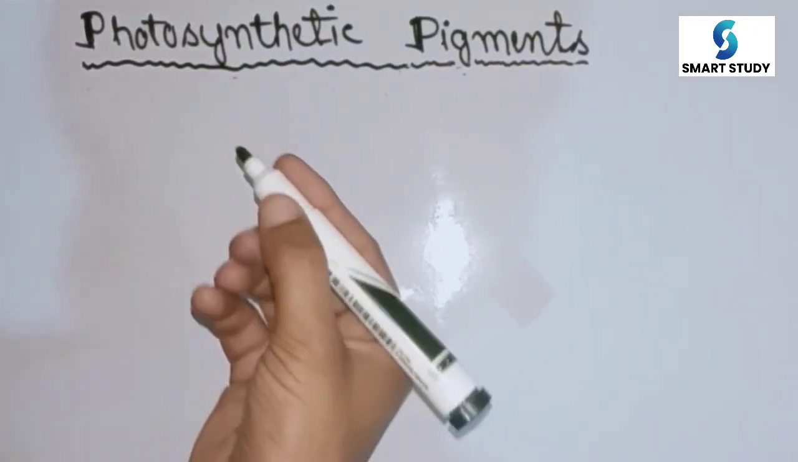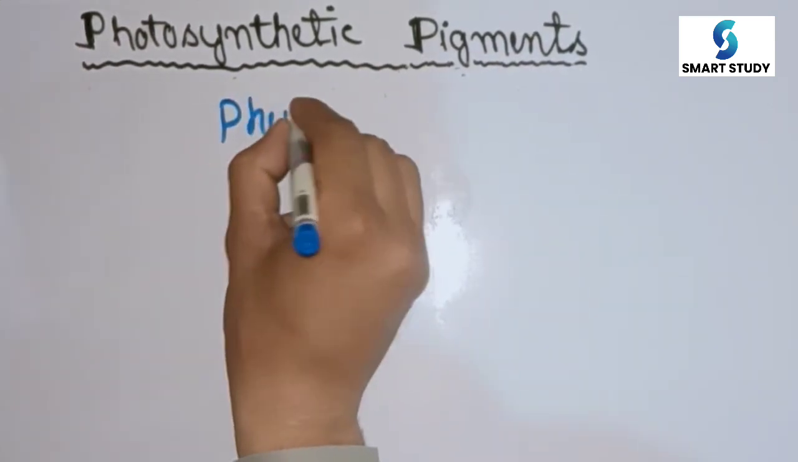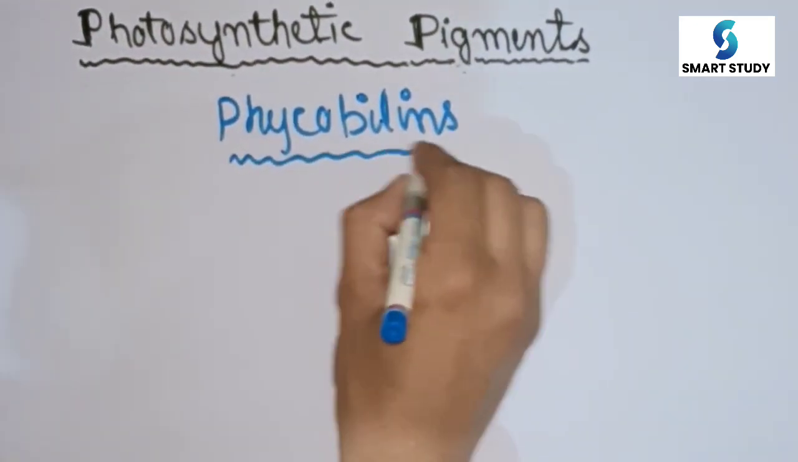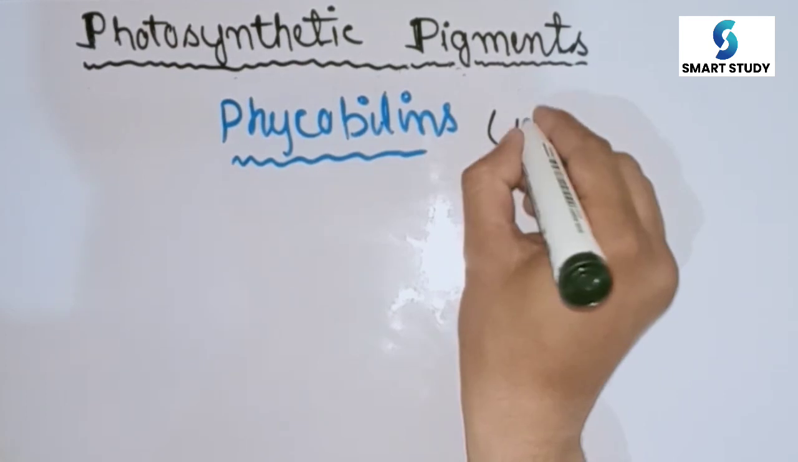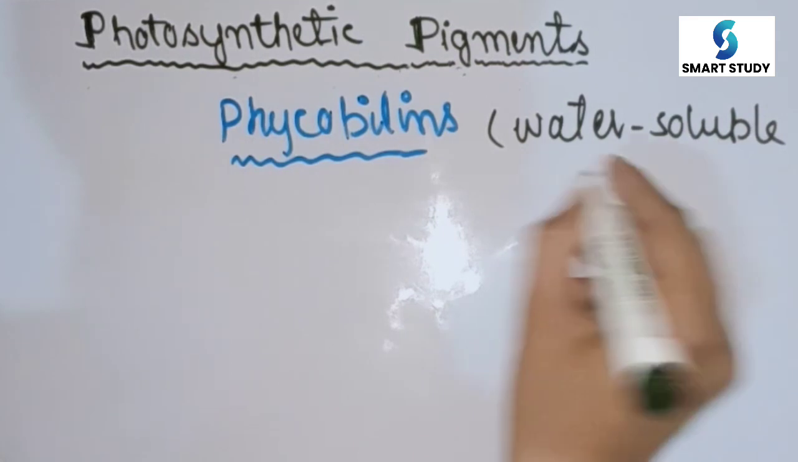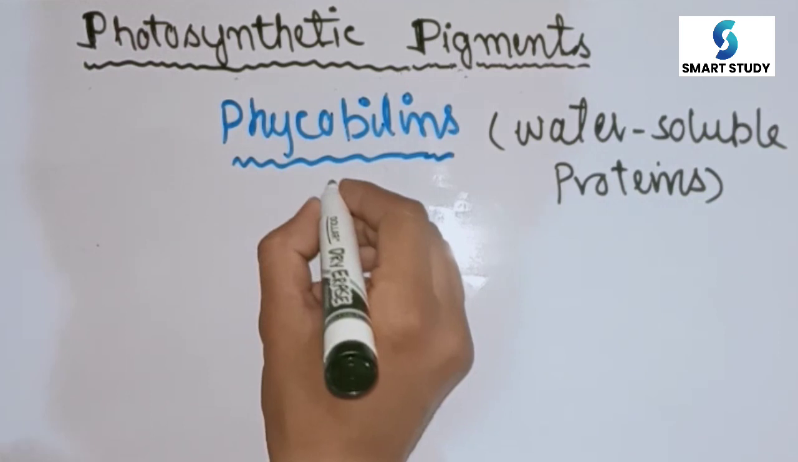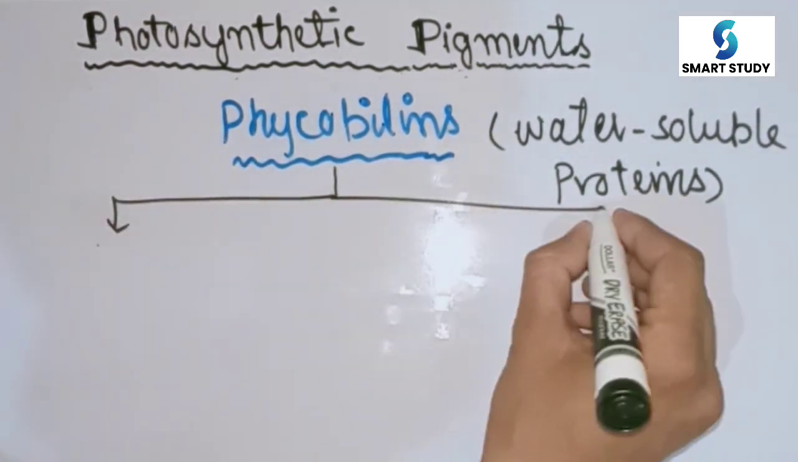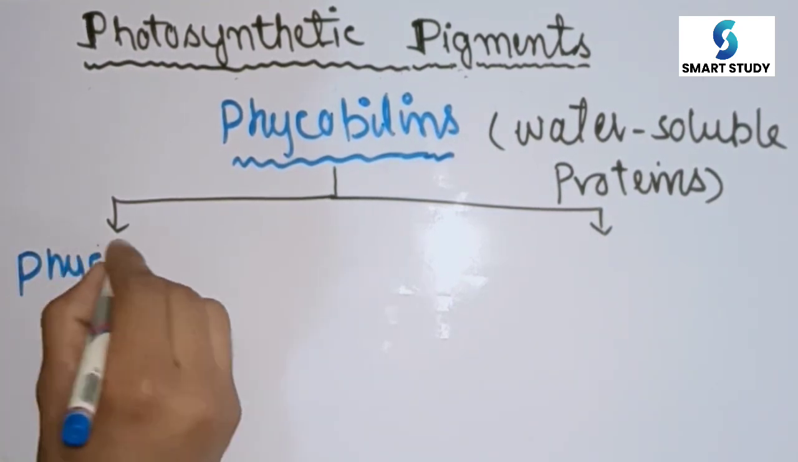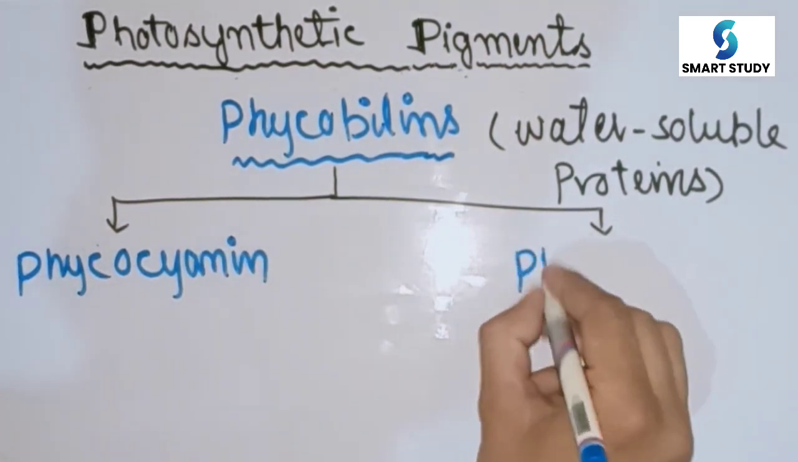So now we discuss the last group of photosynthetic pigments. They are known as phycobilins. Phycobilins are water soluble proteins. Phycobilins also have two types. The first is known as phycocyanin and the other one is phycoerythrin.